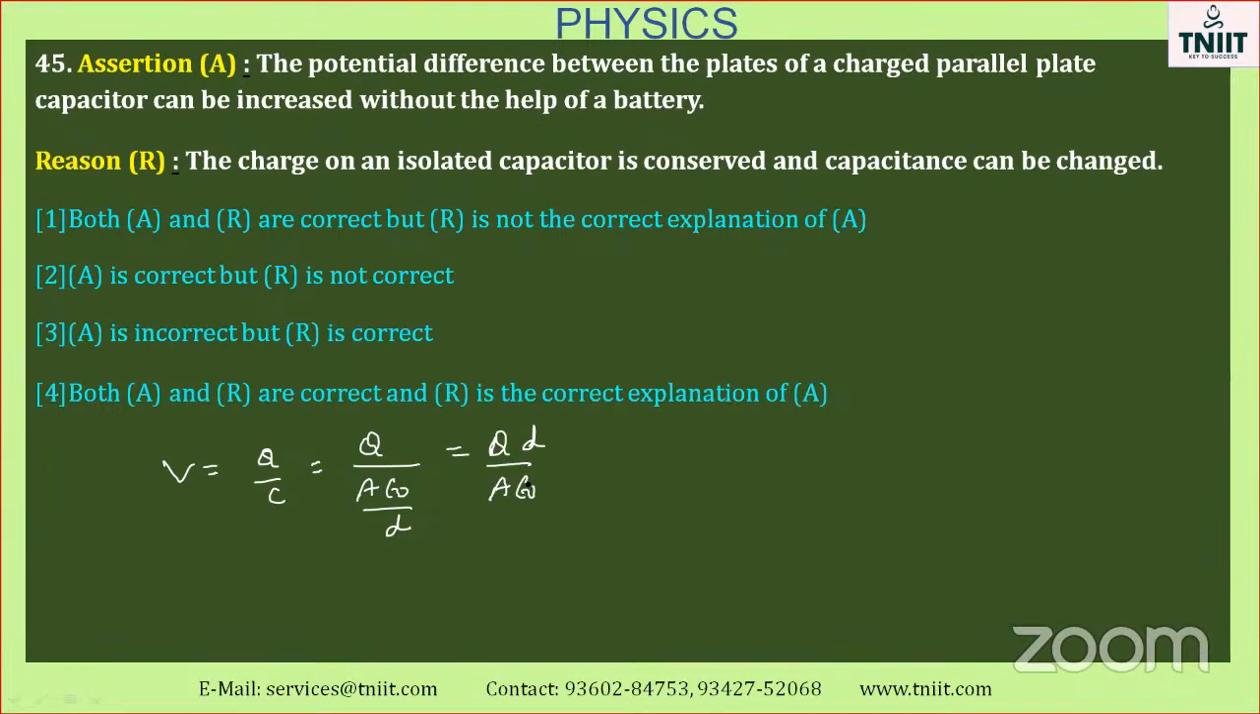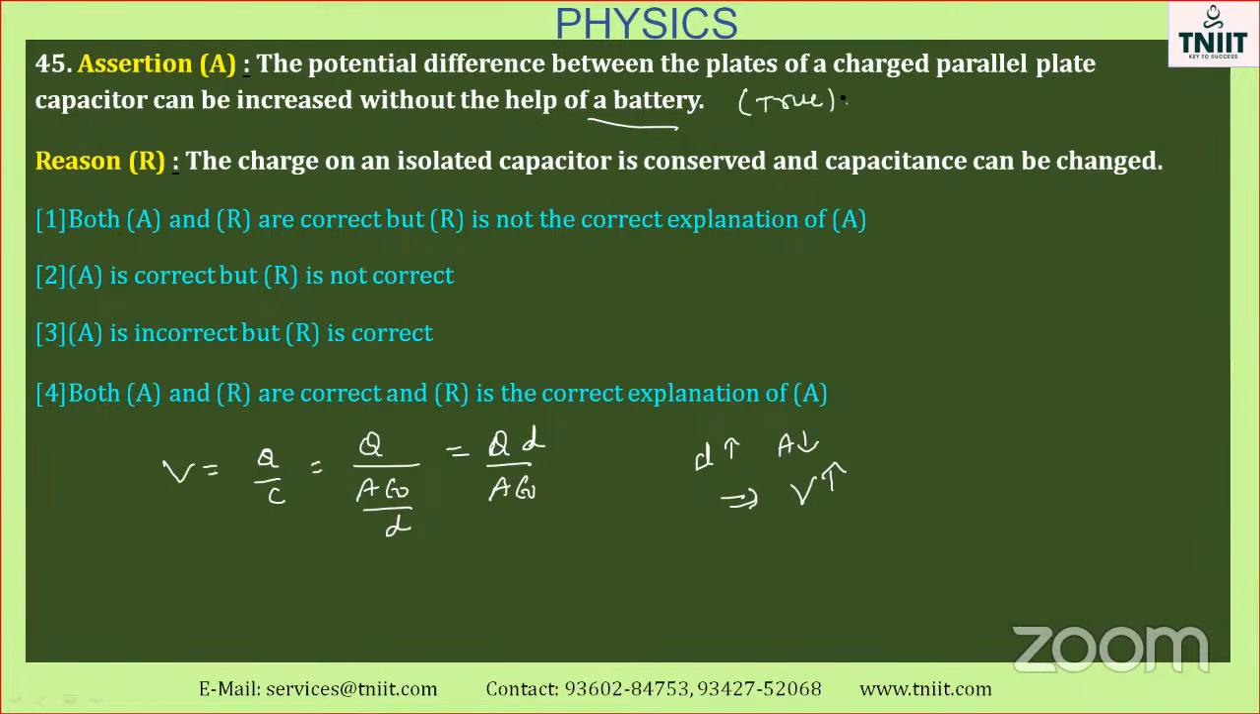So the potential depends on the distance, A and epsilon naught. Without the help of the battery, just by increasing the distance or decreasing the area, you can increase the potential. So it does not only depend on the battery, it depends on other factors also, like charge, distance between the plates, and area of the plates. So definitely the assertion is the correct statement. So the assertion is true.